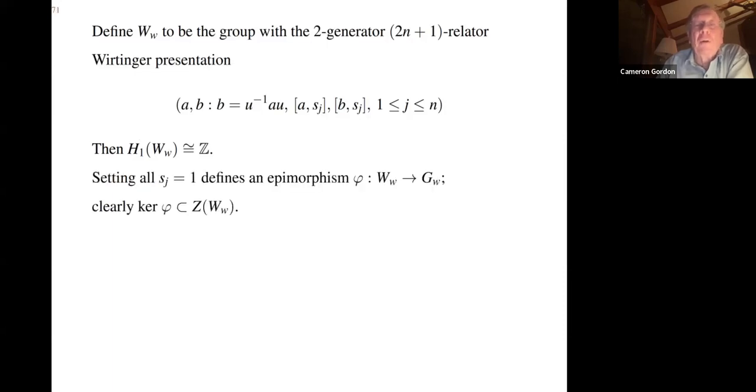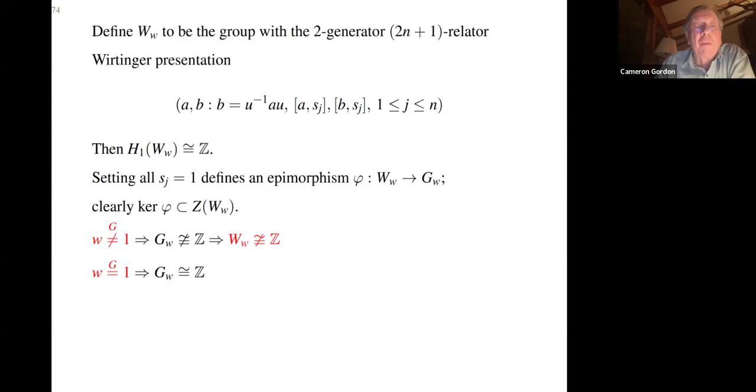And what happens if I set all the S_J's equal to 1? Well, I get an epimorphism phi from this group onto G sub W. And the kernel is obviously central, right? Because the kernel is the normal closure of the S's. And so if the word W is not equal to 1, well, I just pointed out that G sub W is not Z. And so certainly W sub W is not Z, okay? Because it maps onto G sub W.